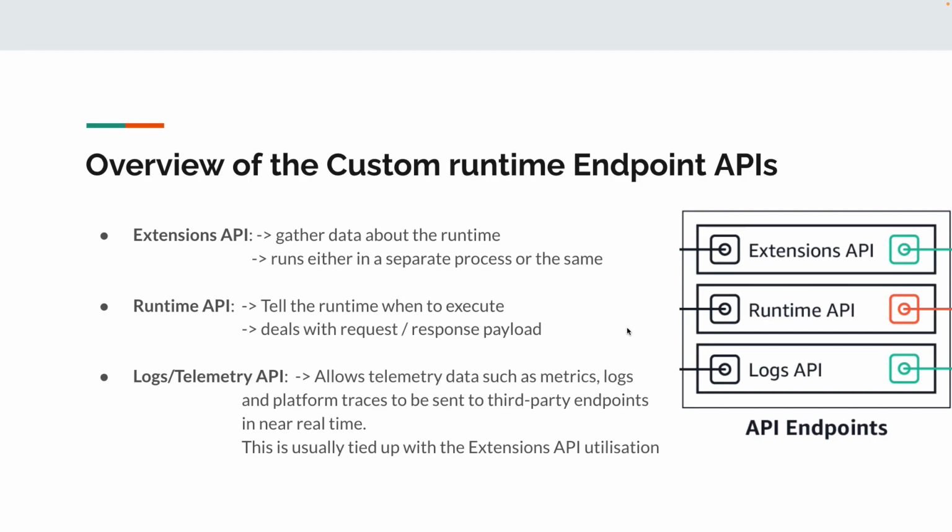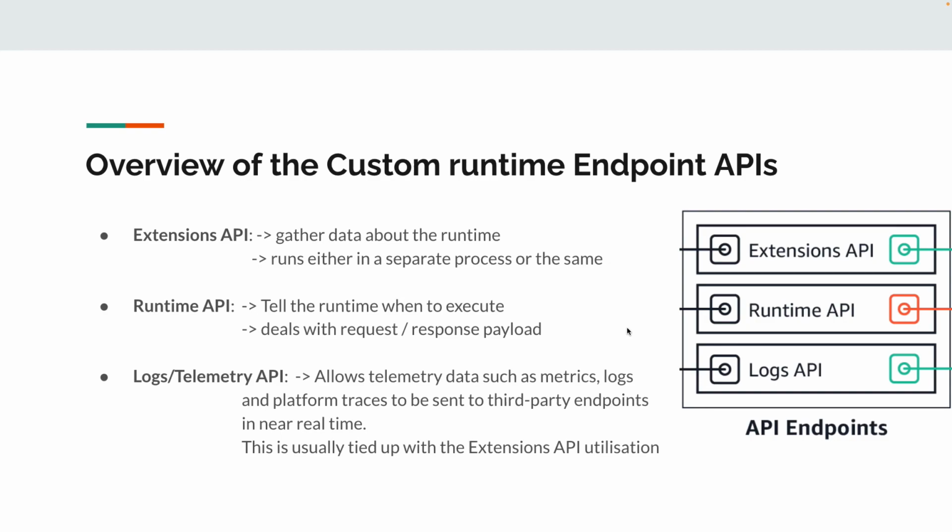Moving on, the Runtime API. This is the one that we'll be talking about at length today. The way you can associate the Runtime API with something is to think that Runtime API tells your runtime when it's time to run, and it handles the request and response payloads. This is basically what it does, okay?